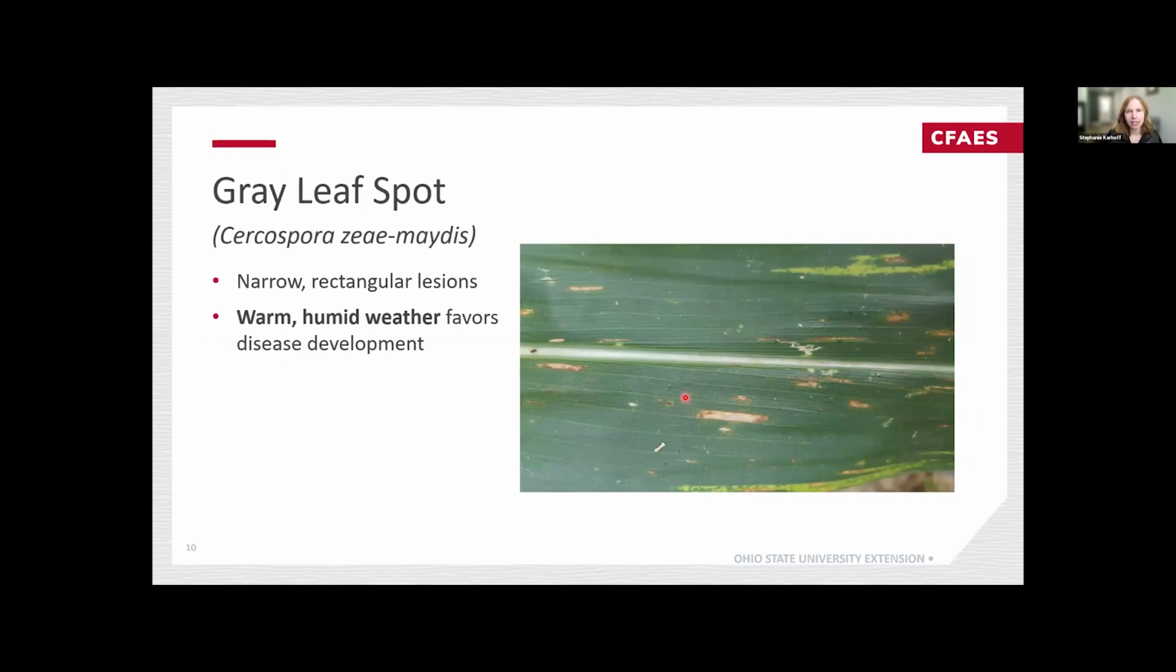Second foliar disease that Taylor rated for and we need to scout for in Ohio and actively manage for is gray leaf spot. So when we're looking for this disease, keeping an eye out for these more narrow rectangular lesions. And similar conditions to northern corn leaf blight, slightly warmer temperatures, but really loves those humid conditions, especially if we maybe have some river bottom fields or those that are lying lower in a valley, depending on what state you're in. They're really going to gravitate towards those fields where we have that heavy fog, high humidity. That's where this pathogen is really going to thrive.